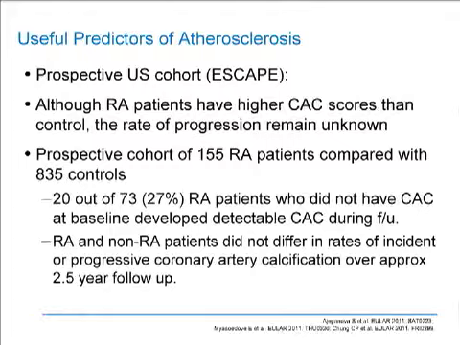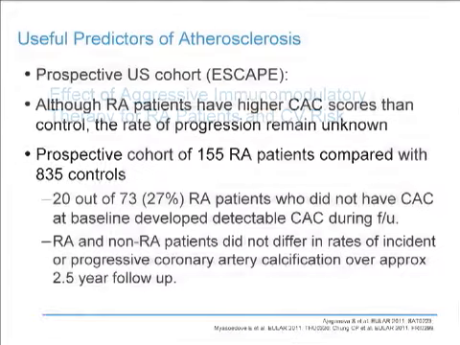This was a prospective cohort looking at 155 patients compared with 835 controls. And they found that 20 of the 73 RA patients who did not have coronary calcium at baseline did develop detectable coronary calcium during the follow-up visit. Overall, however, RA and non-RA patients did not really differ significantly in their rates of incident or progressive coronary artery calcification over the 2.5-year follow-up.